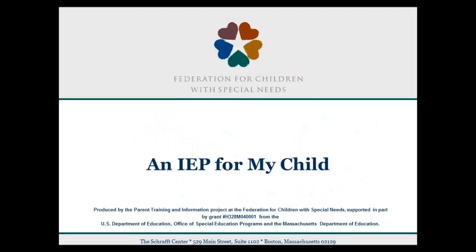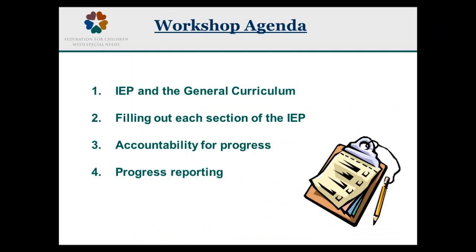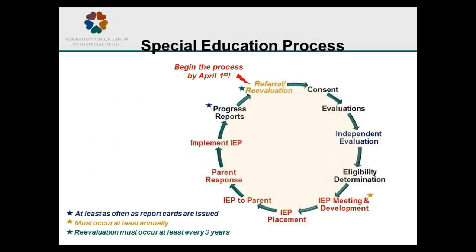We've already talked about that. So what are we going to cover? We're going to be talking about the IEP and the general curriculum, and how to fill out each section of the IEP. We're going to be talking a little bit about accountability for progress and progress reporting. But really what this workshop is all about is how do we complete that IEP? What are the various sections? How do they relate to one another? And then we will also talk about writing goals.